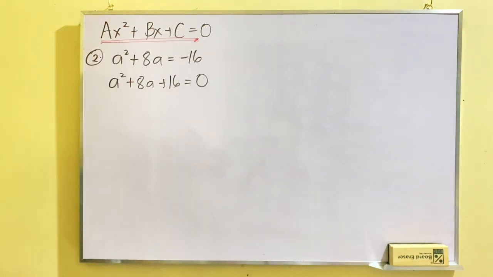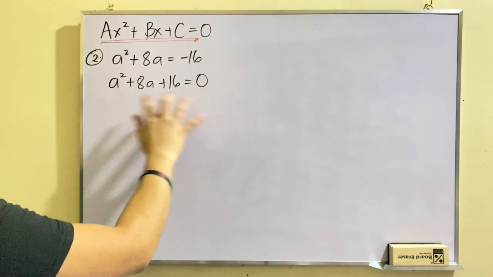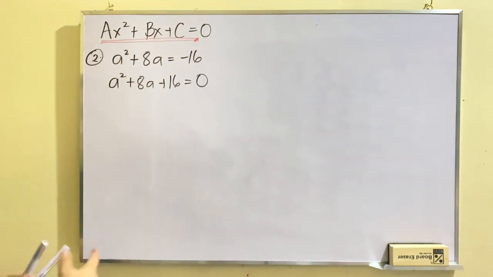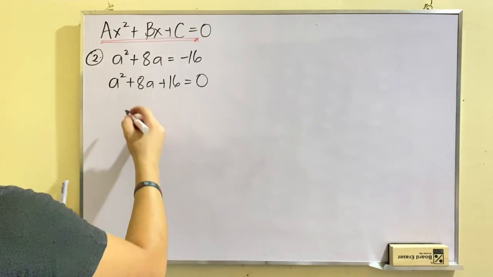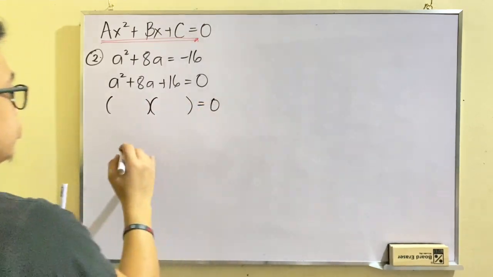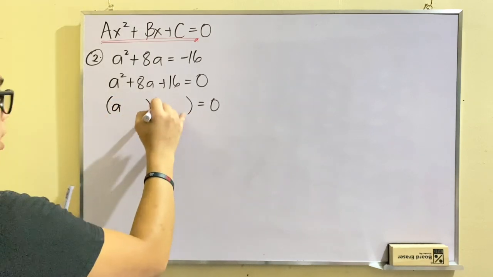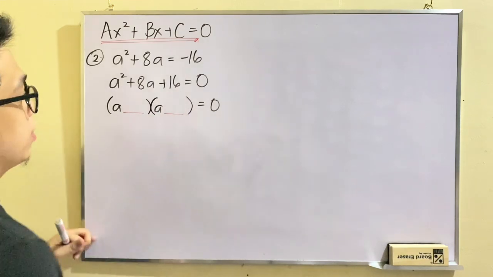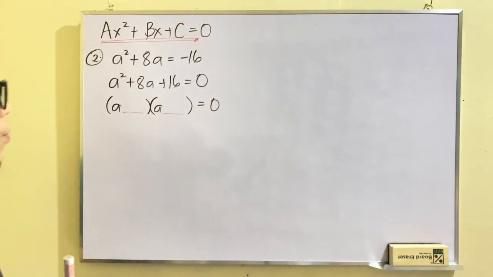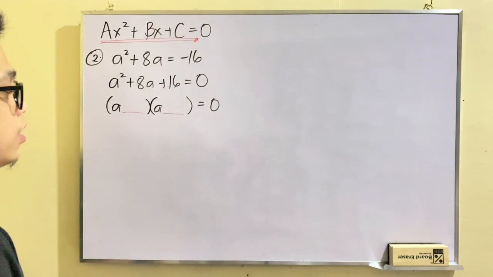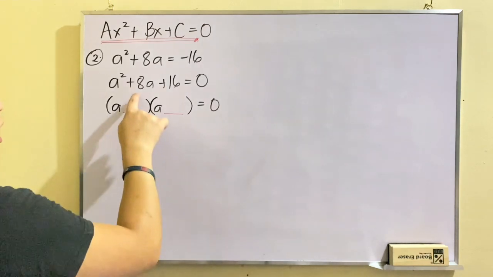Makapag-factor na ba tayo? Of course, makapag-factor na tayo. Bakit? Kasi magkamukha na yung ating general form at yung equation natin ngayon. Any quadratic equation can be expressed as a product of two binomials. So, a and a, then kailangan nating malaman kung ano yung susulat natin dito, kung ano yung second term. Paano makukuha ang second term? Second term must be the factor of the 16 na kapag pinag-add, magiging positive 8.